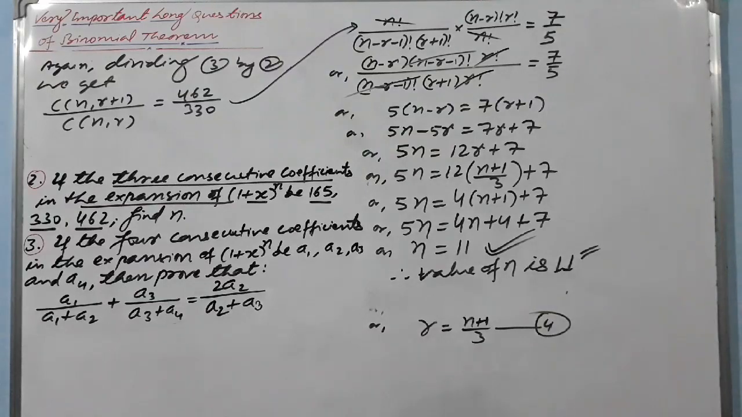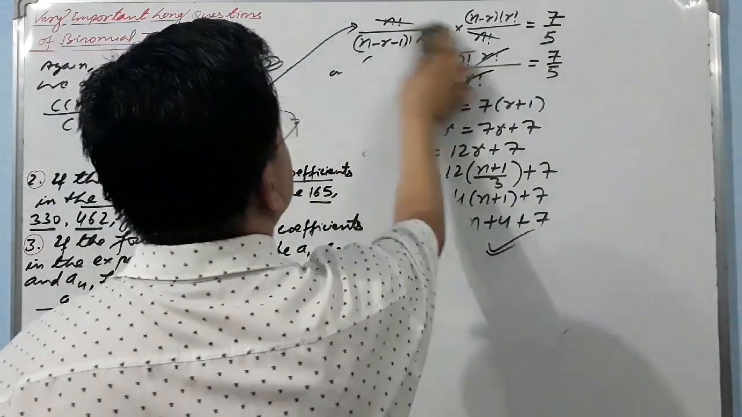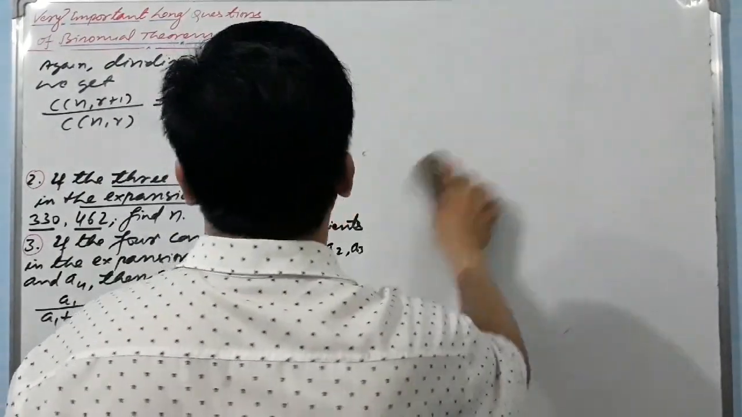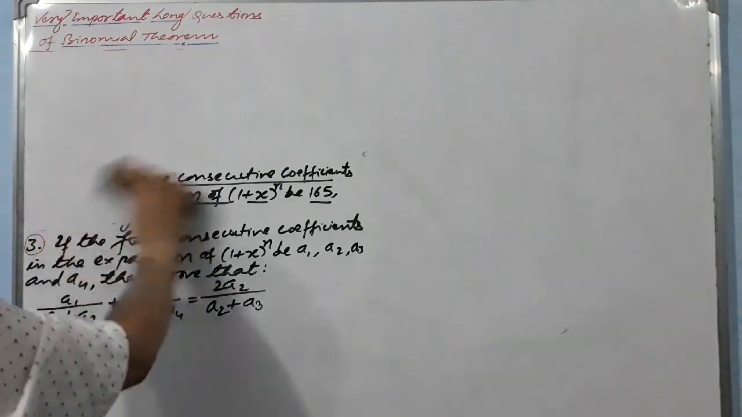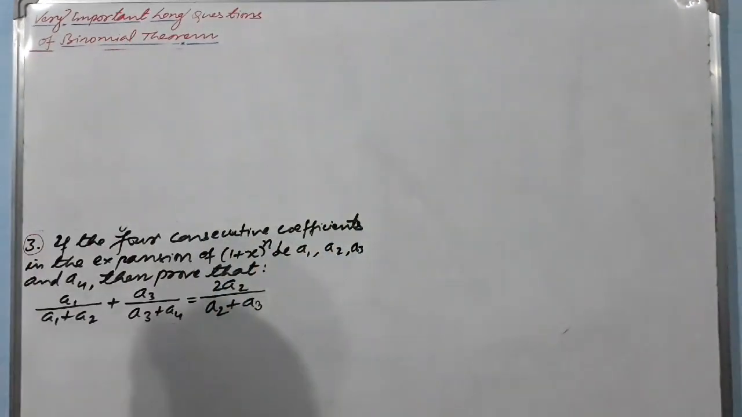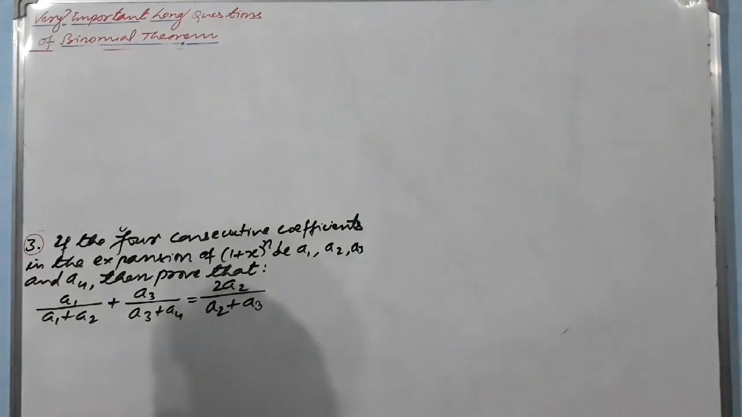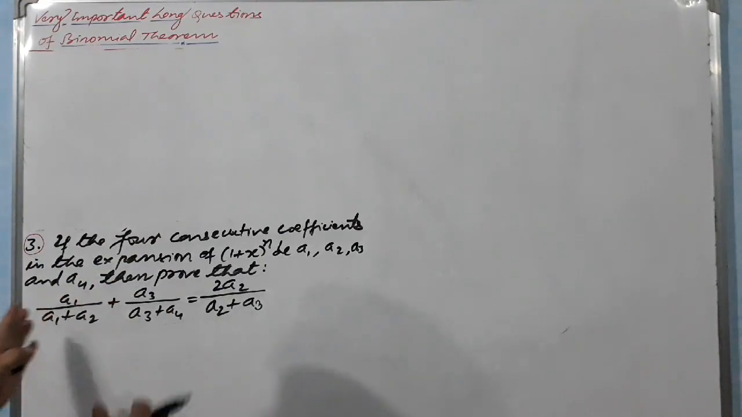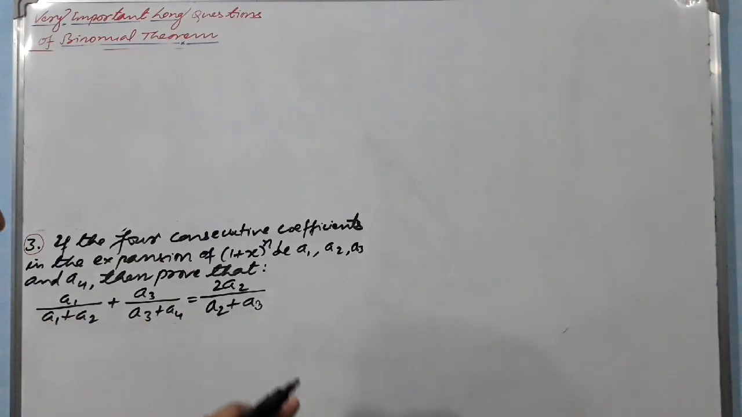Now, last question. We are now in the last question of this video. I will just tell you the hint, how to prove this question. Here, if the four consecutive coefficients in the expansion of this be A1, A2, A3 and A4, then prove that this plus this plus this. Not so difficult, but a little bit lengthy.